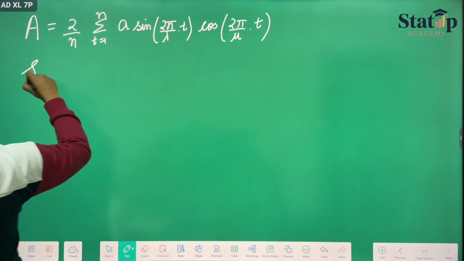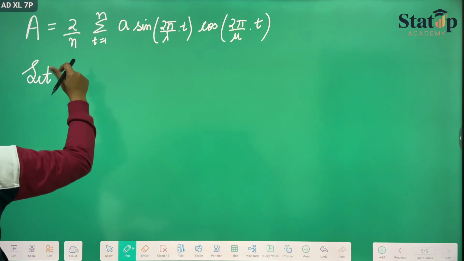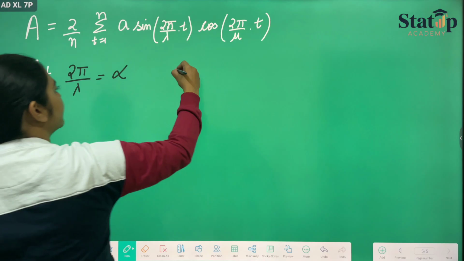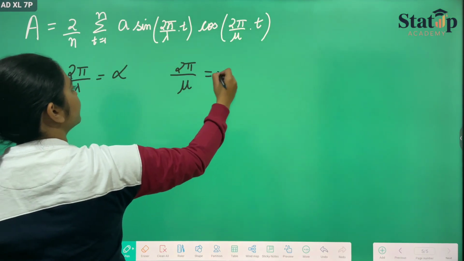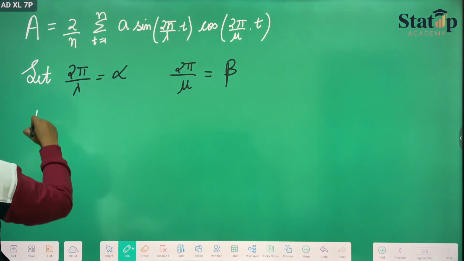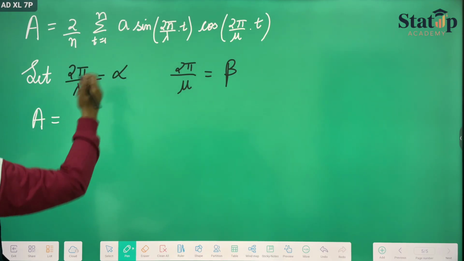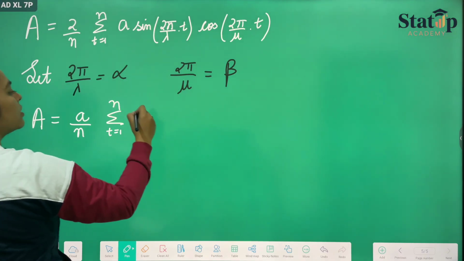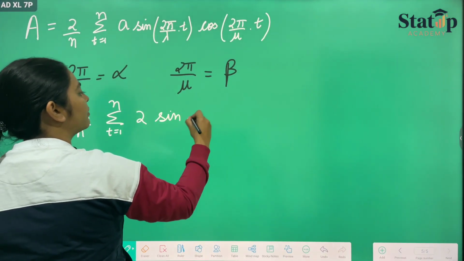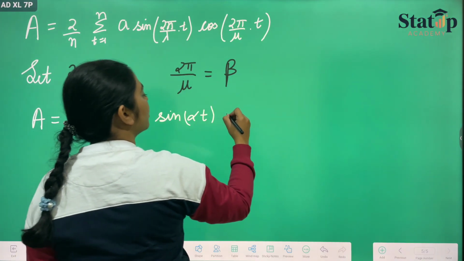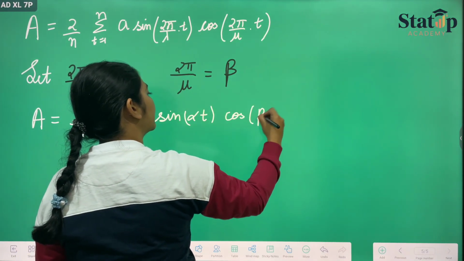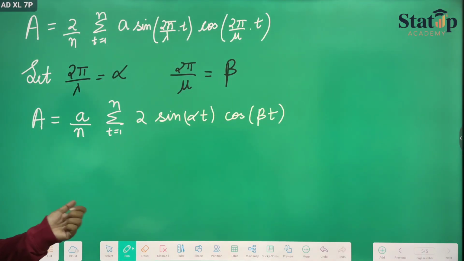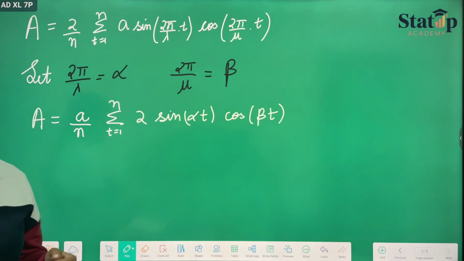So let us consider that 2 pi by lambda is equal to alpha and 2 pi by mu is equal to beta. And we'll take A outside and the 2 inside. So this would be A upon n summation t goes from 1 to n 2 sine alpha t cos beta t. 2 sine A cos B will give us sine A plus B plus sine A minus B.